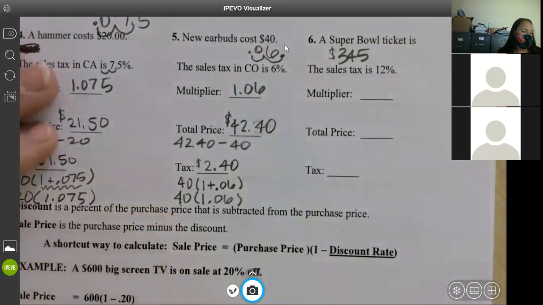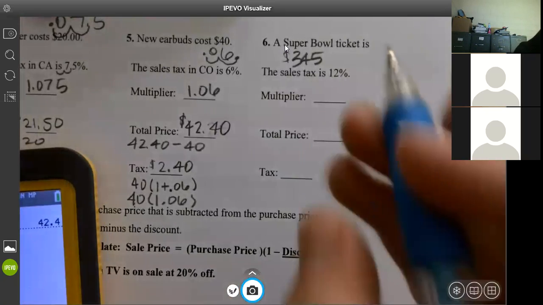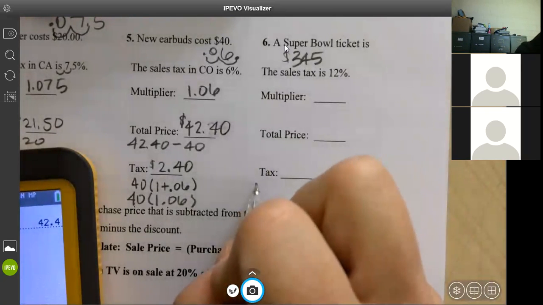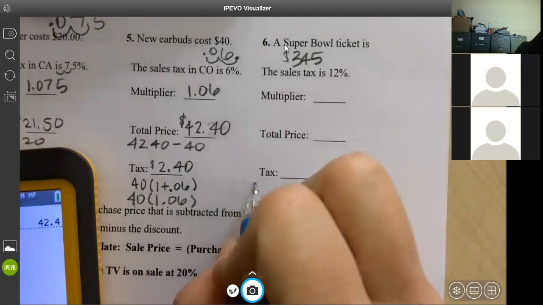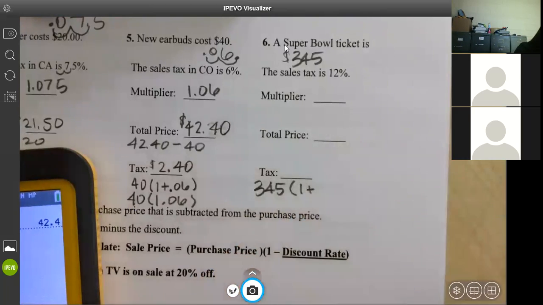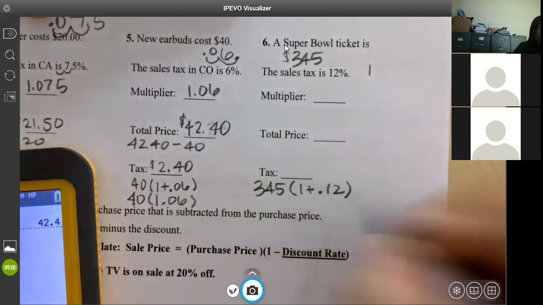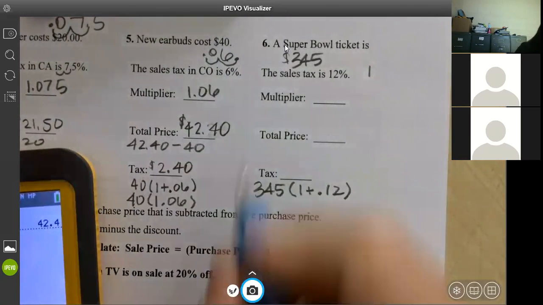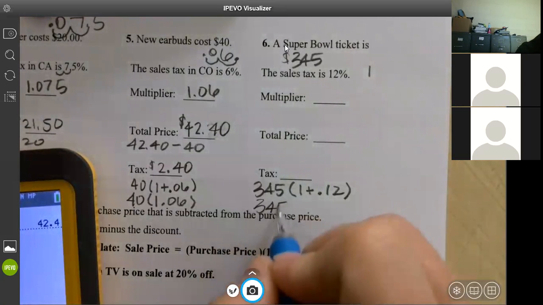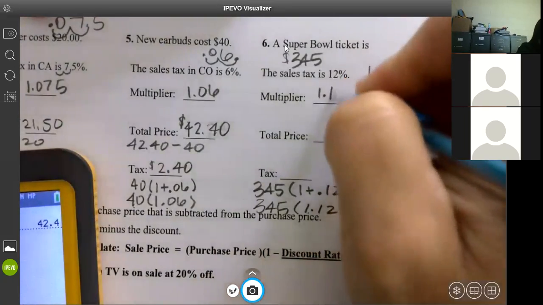One more of these. How do I set it up? 345 is the price, times 1 plus. Look at it one more time. 0.12, yes, 0.12. Add them together to get my multiplier, which is 1.12.